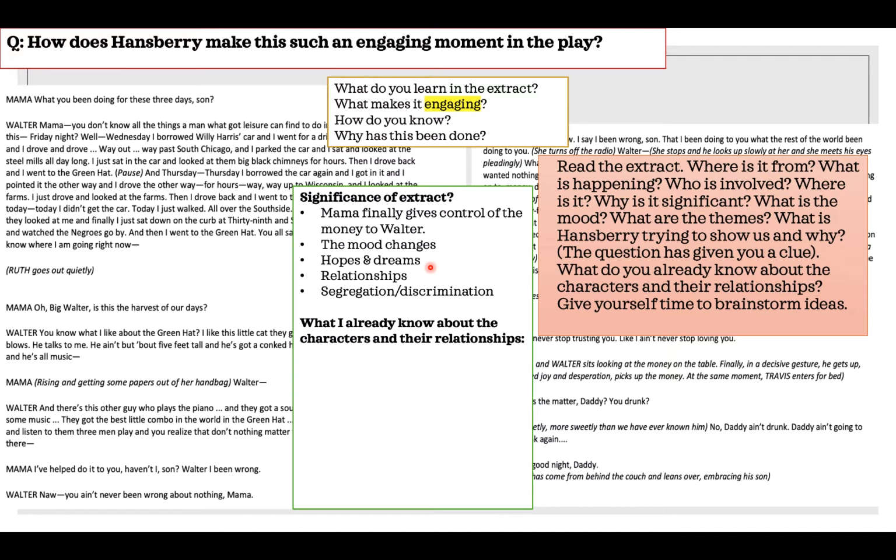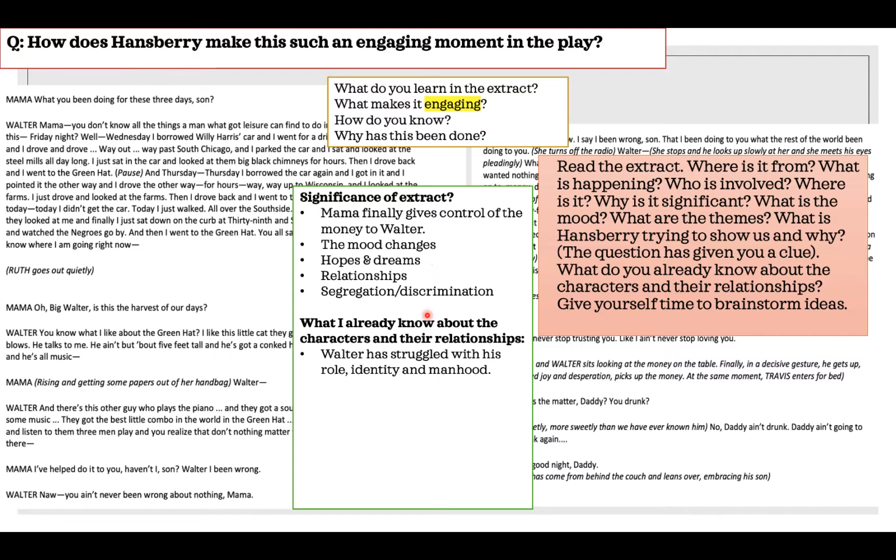You have the theme of segregation and discrimination. We see that a lot of the way that Walter feels about himself is due to the way that he is treated and the role that he is forced to play in society, due to the fact that he's an African-American man, and he's largely discriminated against, and the job that he has to do doesn't really make him happy.